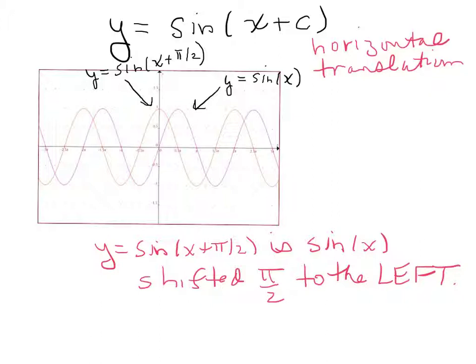And just notice that the graph of sine of x plus pi over 2 is the same as the graph of what? Exactly, cos of x. And that helps you see that really sine and cosine are very closely related. So that puts it all together, and let's just summarize that in a second.